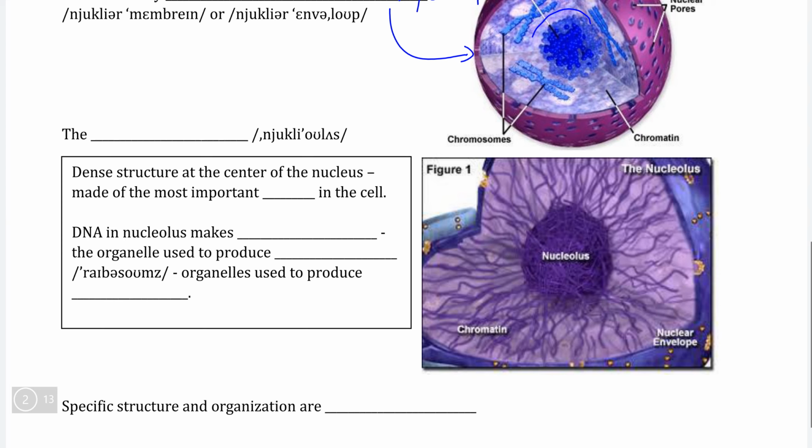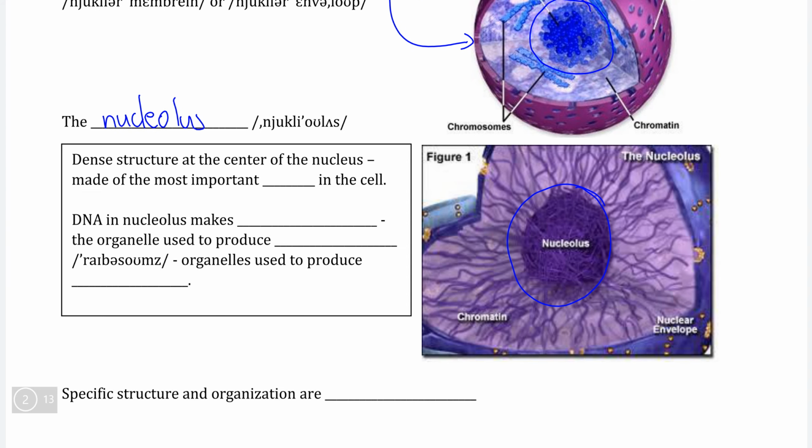Now, if we look in the heart of the nucleus right here, we can see a very, very dense ball of DNA that is compressed on the inside, which is a structure that we call the nucleolus. And the job of the nucleolus is that it contains arguably the most important DNA for the cell.